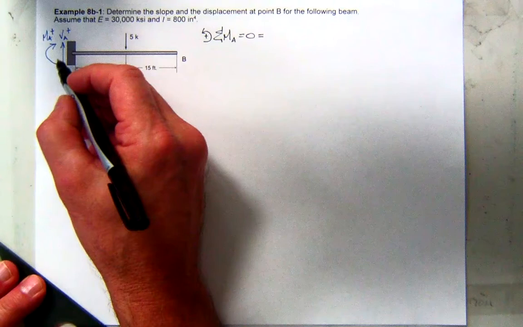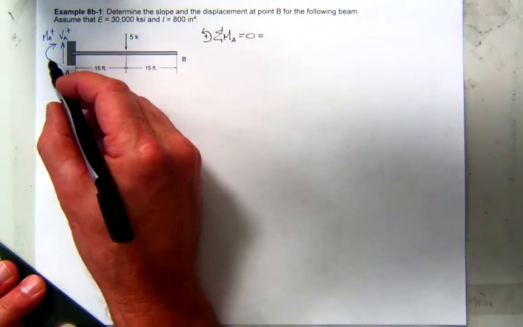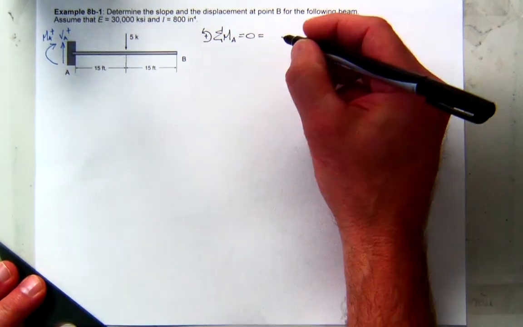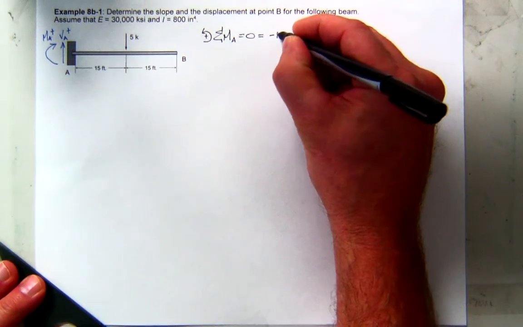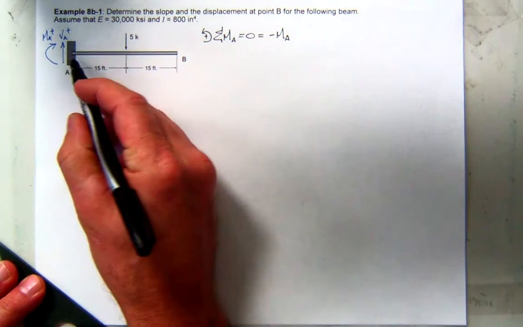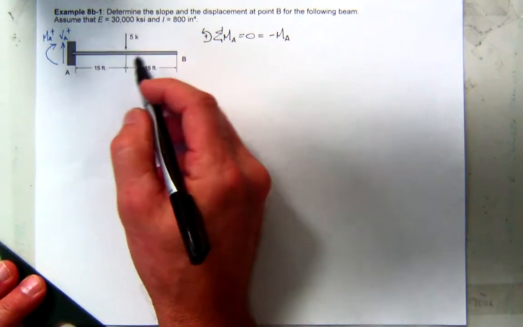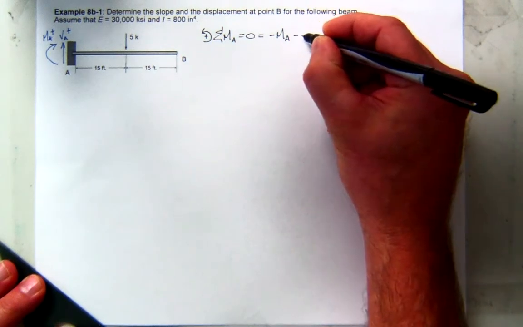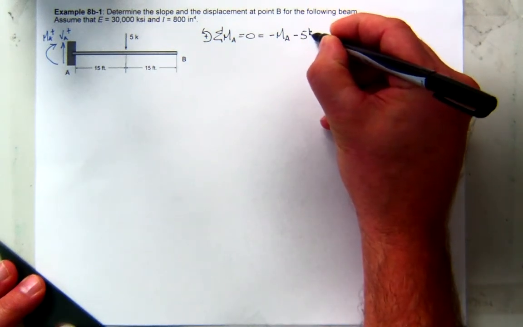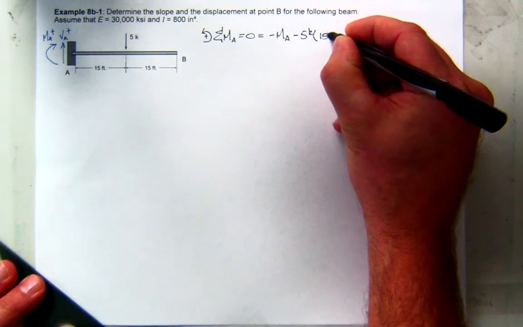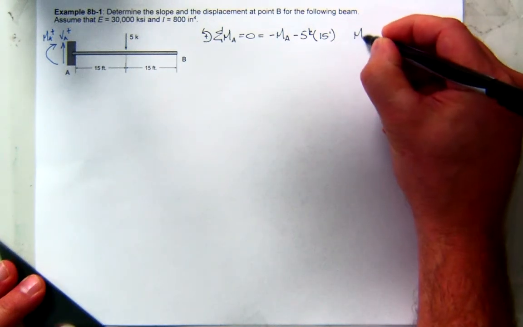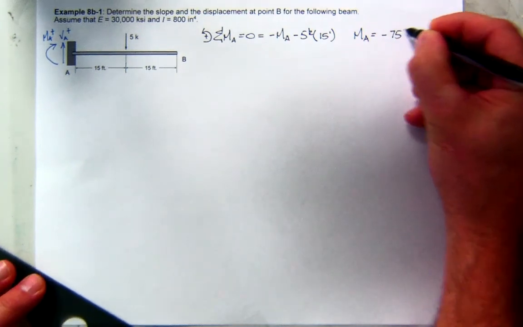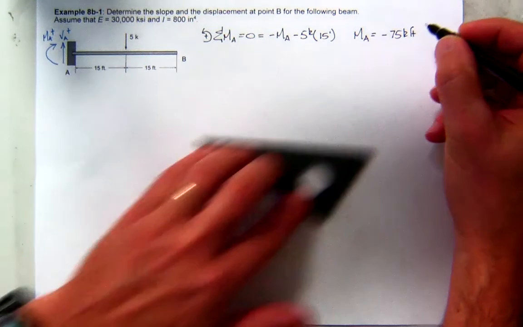So summing moments at A, using, this is statics now, what kind of moment is this in my statics equation? Negative. So that'll be the moment at A, and then about A, what kind of moment does this 5 kip force create? Negative. I know it's early. So that says that the moment at A is going to be negative 75 kip feet.